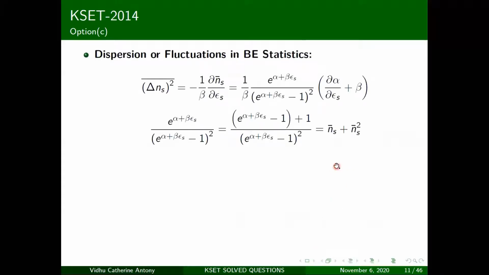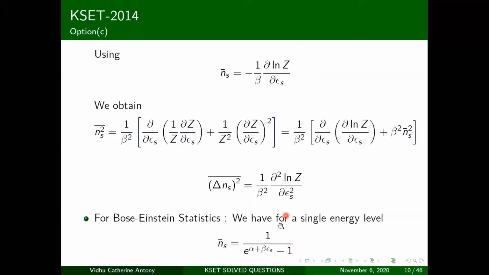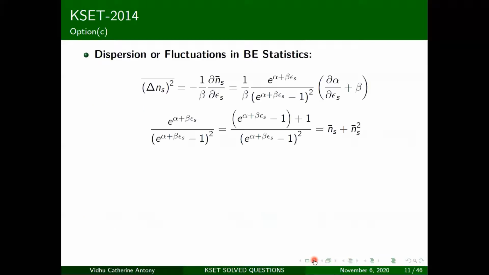Okay, so now what do you do? You take that NS value and you substitute it back into this formula. Okay, so this is your NS value, and you need to substitute it back into the formula. And let's look at this. What did we do earlier? We found this out as 1 by beta dou NS bar by dou epsilon s. So you substitute the value of NS here, okay? And then you calculate it.